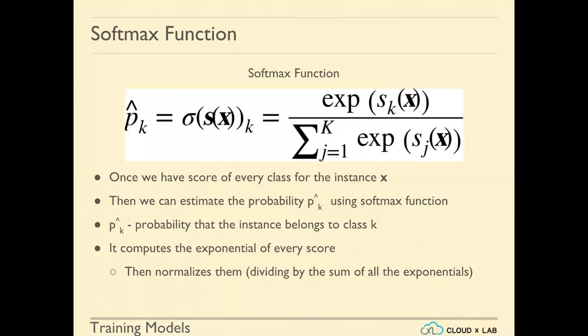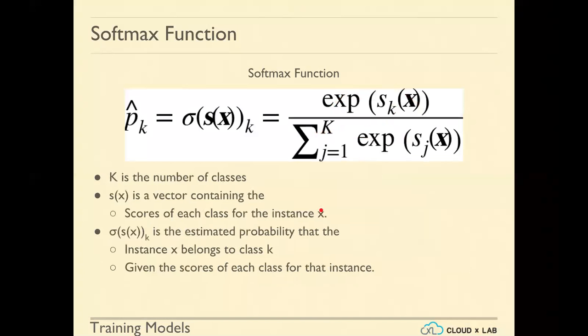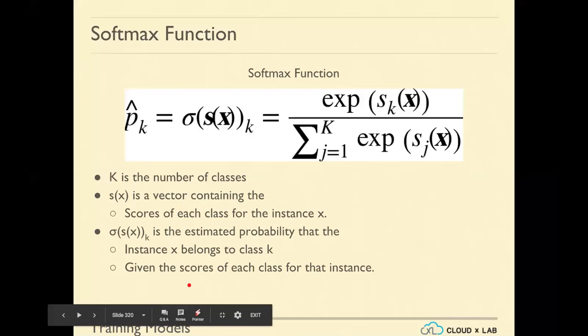It basically computes the exponential of every score and then normalizes them by summing up all the exponentials. Okay, so here K is the total number of classes. Sx is the vector containing the score of each class for instance X. So S is a vector containing the score of each class, and sigma is the estimated probability that the instance belongs to class K. Correct?